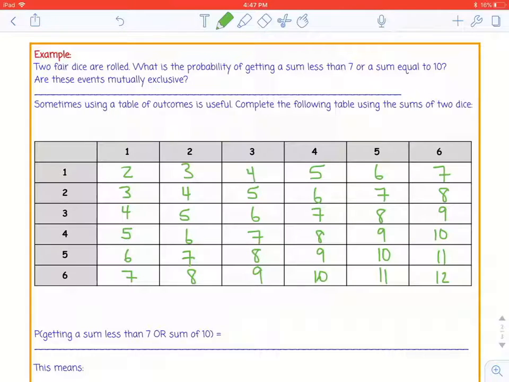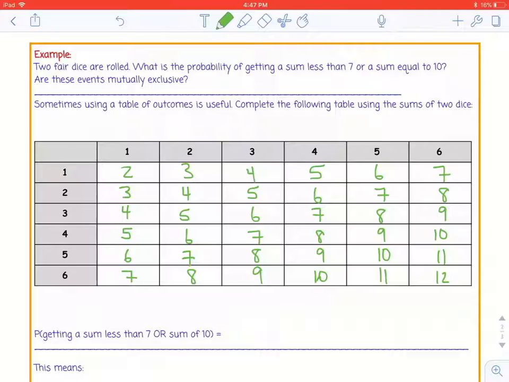Let's take a look at this example. We're still talking about mutually exclusive events or non-mutually exclusive events. So it says 2 fair dice are rolled. What is the probability of getting a sum less than 7 or a sum equal to 10? Are these events mutually exclusive?